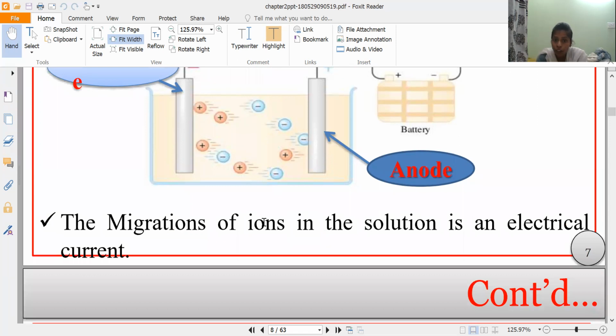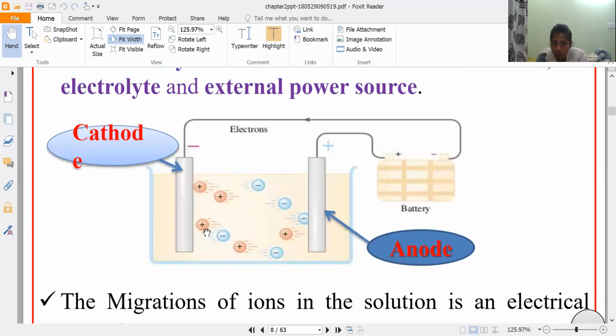The migration of ions in the solution is an external electrical current. So here, when the two electrodes are connected with the help of a battery, this electrolyte starts decomposing. For example, let us assume we are taking sodium chloride here. NaCl is decomposing to produce Na+ and Cl-.